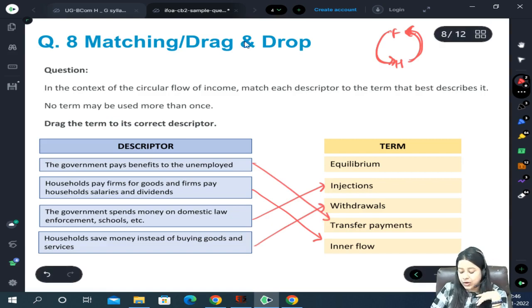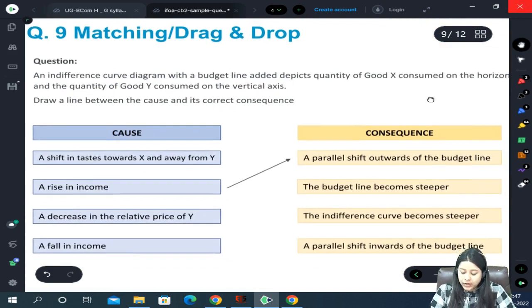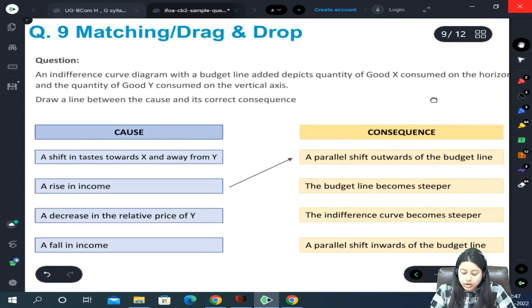So you might get an option. If you click on the link, you might get an option to drag and drop. Maybe PDF में नहीं आ रहा ये चीज़. Option नहीं आ रहा. Is this clear? So these are the terms and this is the descriptor. Similar, again, a match and match drag and drop kind of a question, but yahan pe it's a little different. You have cause and so similar consequence.